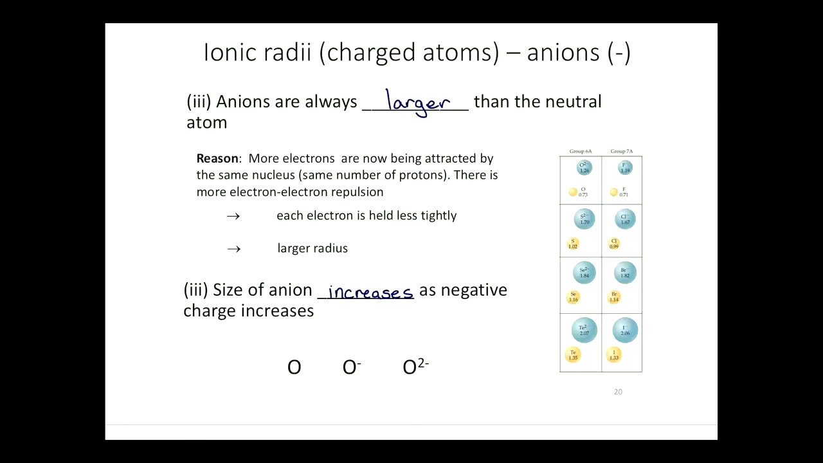So anions are always larger than their neutral counterparts. Same idea: when we add that electron, we're also adding more electron repulsion, so the whole atom gets bigger. The size of an anion increases as negative charge increases. So our crocodiles should go this way.